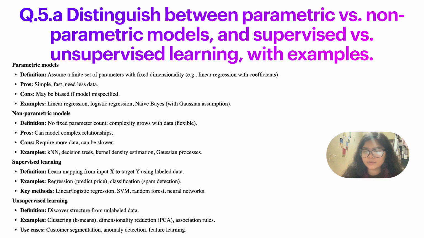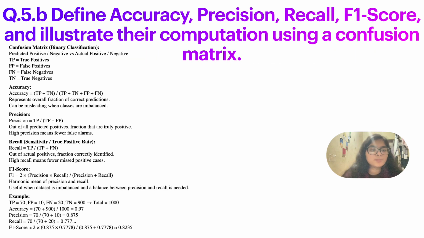Moving toward the next question, we have question 5b, which is to define accuracy, precision, recall, and F1, and illustrate their computation using a confusion matrix. A confusion matrix is used for the evaluation of the outputs given by an ML algorithm, in which we have true positive, true negative, false positive, and false negative. We map predicted positive and negative versus actual positive and negative.